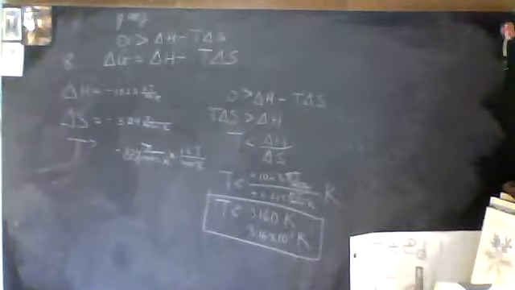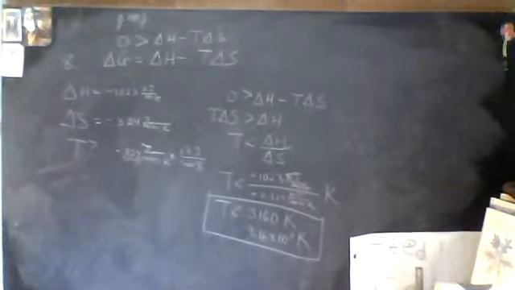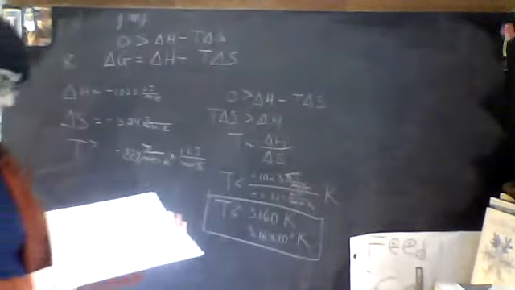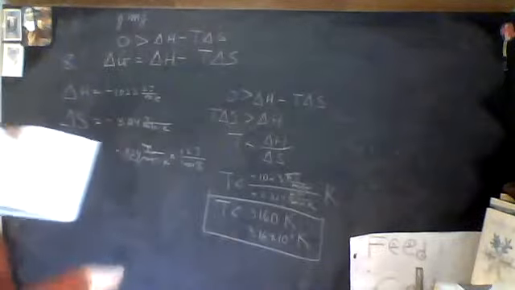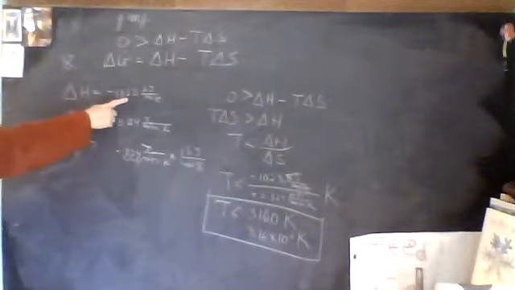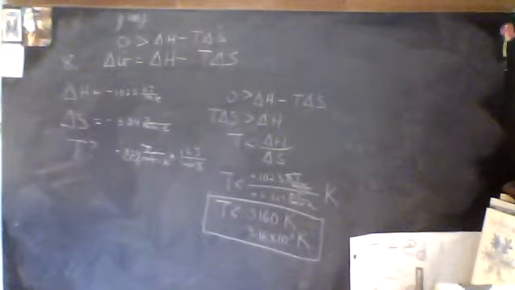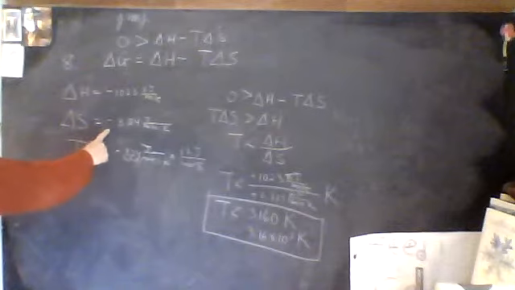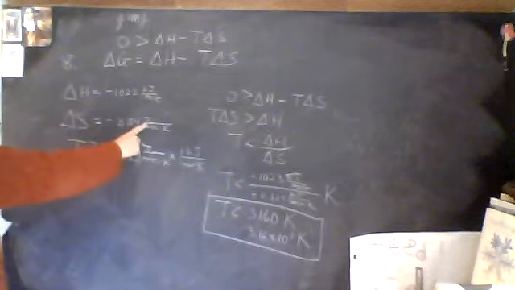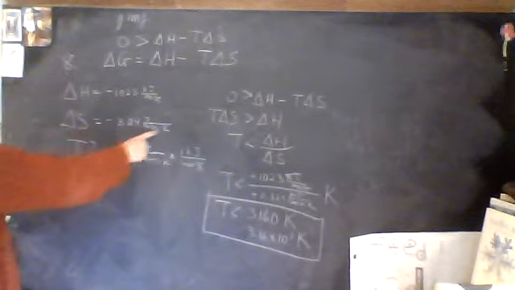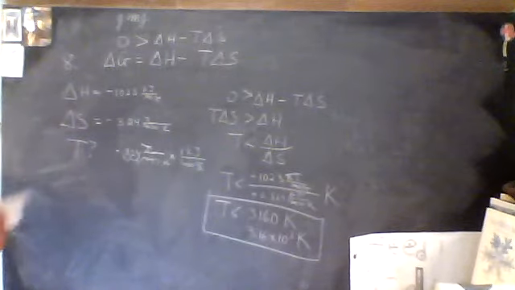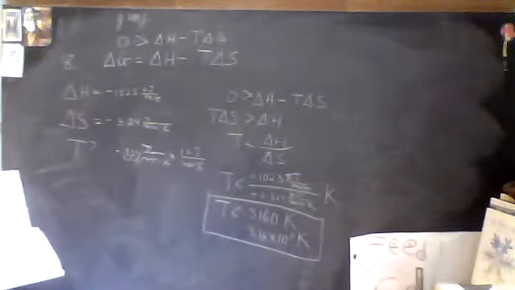Practice problem number 8 says, if the change in enthalpy of a certain reaction is negative 1,023 kilojoules per mole, and the change in entropy is negative 324 joules per mole times degrees Kelvin, what is the temperature range for which this reaction is spontaneous?